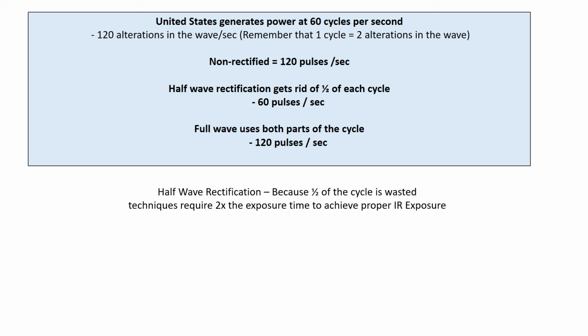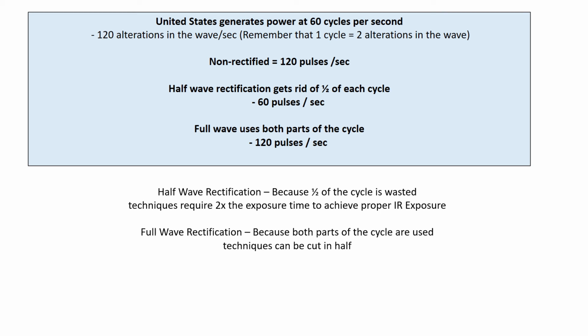With half-wave rectification, because half of the cycle is wasted, techniques would require twice the exposure time to achieve a proper IR exposure. And with full wave rectification, because we're using both parts of the cycle, we're using all the electricity, you can actually cut your techniques in half.